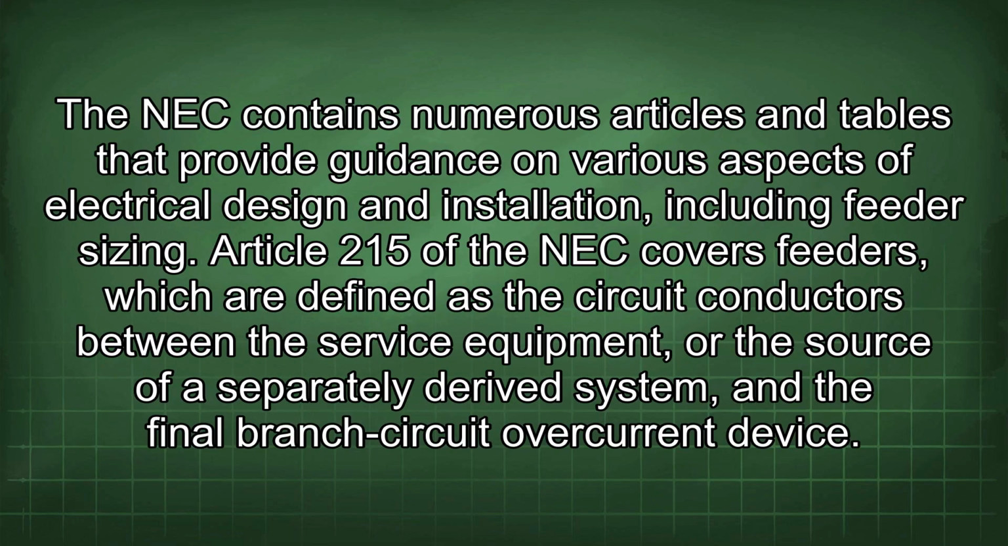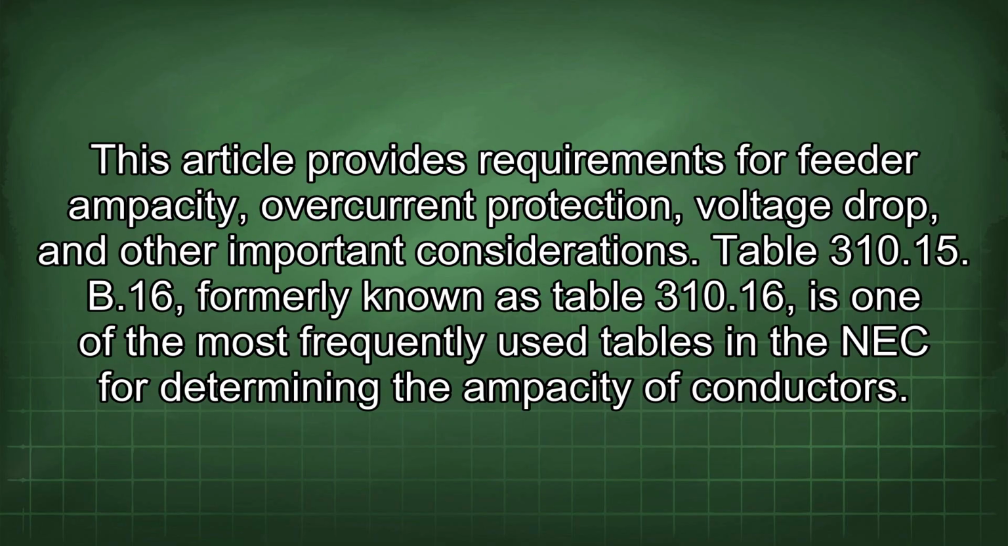The NEC contains numerous articles and tables that provide guidance on various aspects of electrical design and installation, including feeder sizing. Article 215 of the NEC covers feeders, which are defined as the circuit conductors between the service equipment, or the source of a separately derived system, and the final branch circuit overcurrent device. This article provides requirements for feeder ampacity, overcurrent protection, voltage drop, and other important considerations.